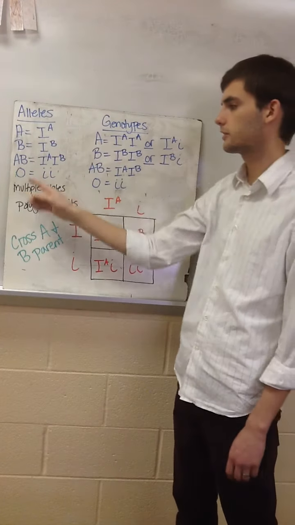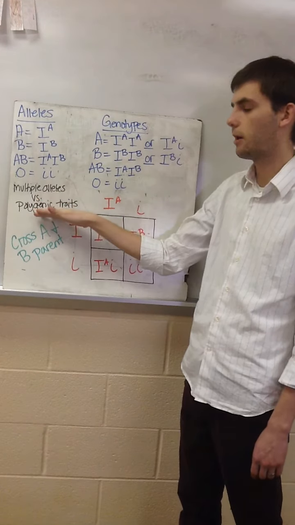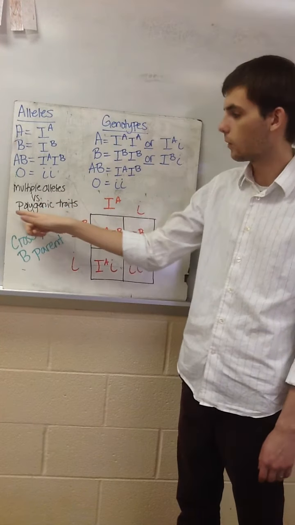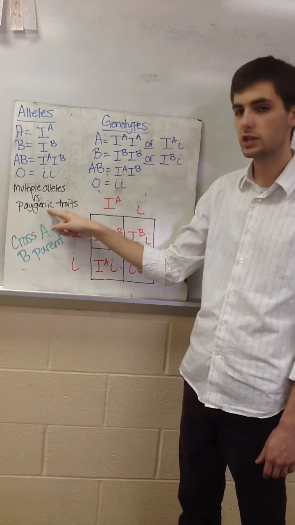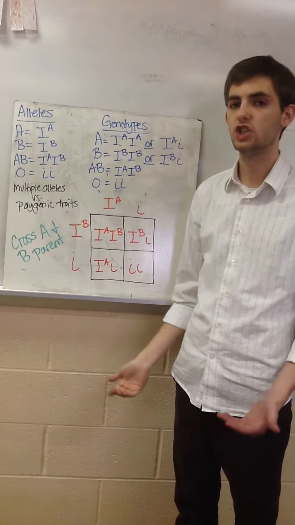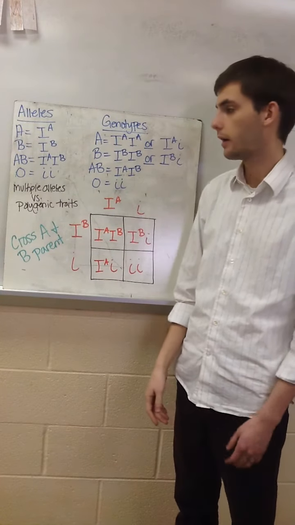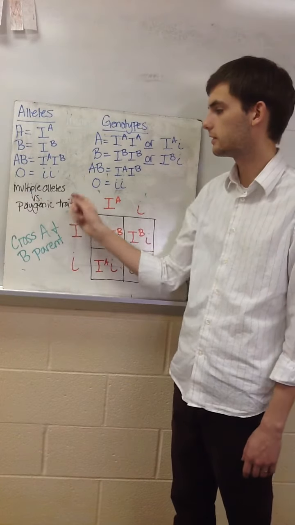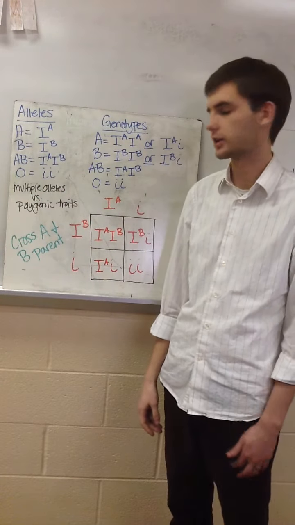So blood types are an example of multiple alleles, and that's different from something called polygenic traits. So poly means many, and genic means genes. So these are traits that are controlled by more than one gene. For example, eye color, hair color, anything where you can see variation is going to be an example of polygenic traits.